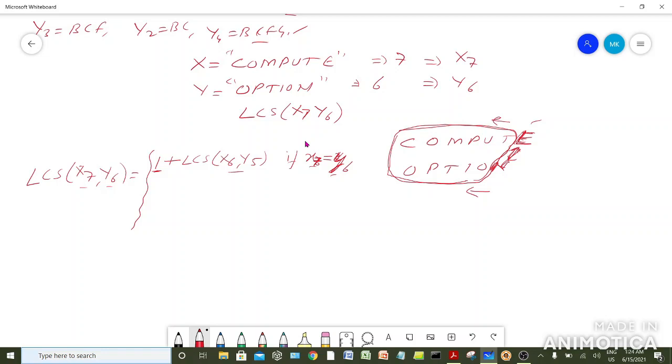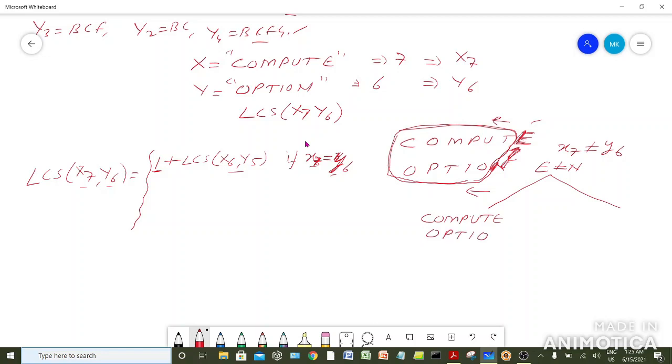Fine. Now the second one is that suppose they are not equal. If x of 7 is not equal to y of 6, these two are not equal because e is not equal to n in this case. Fine. So there will be two options. Option number one is that go for computation of the LCS for x of 6, x of 7 and y of 5.